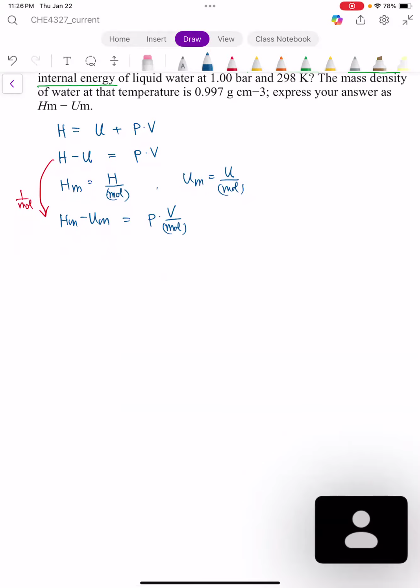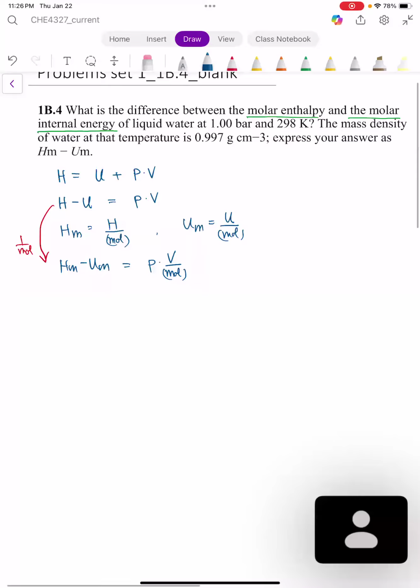So now you can see that in order to answer our question, what is HM minus UM of liquid water at 1 bar and 298 Kelvin, you just need to know two things. One is the pressure of the liquid water and the volume per mole of liquid water. And the volume per mole is basically molar volume, right? Molar volume. As you can see in the question, the pressure is already given as 1 bar. So this is our P.